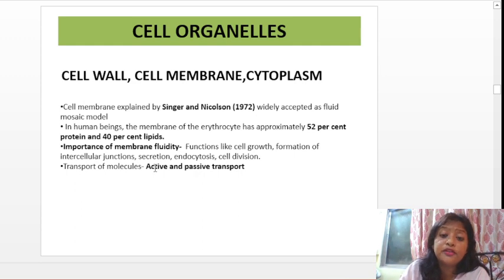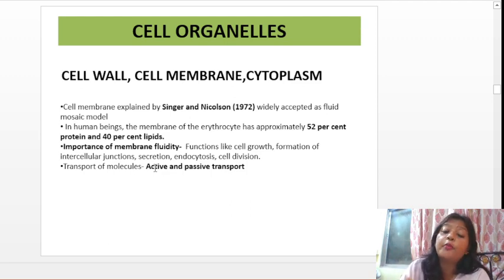The membrane of the erythrocyte has approximately 52% protein and 40% lipids. Basically, the cell membrane contains lipids and proteins, roughly 50% lipids and 50% proteins. In human beings, the erythrocyte membrane contains 52% protein and 40% lipids. Now, there's a topic known as membrane fluidity. The plasma membrane, or cell membrane, maintains this membrane fluidity. What is the function of that fluidity? It helps in cell growth, formation of intercellular junctions, secretion, endocytosis, and cell division.